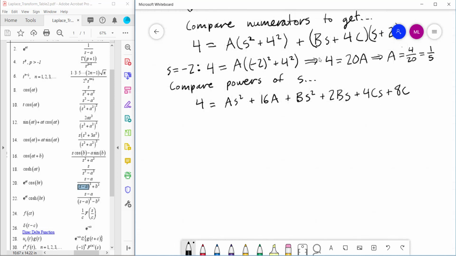Okay, and so an alternative would be to look at the order s squared terms, look at the order s to the first power terms, and then look at the order 1 terms, the constants. In this case, the constants is going to be a nice one to look at. So I've got this constant, this term is a constant. So on the left we would have 4. On the right we would have 16a plus 8c.